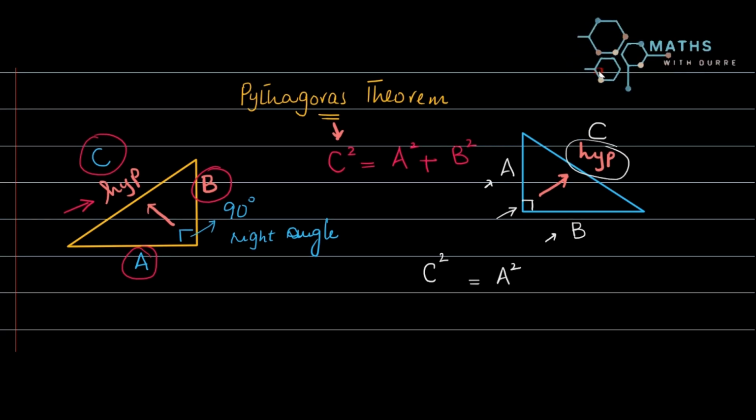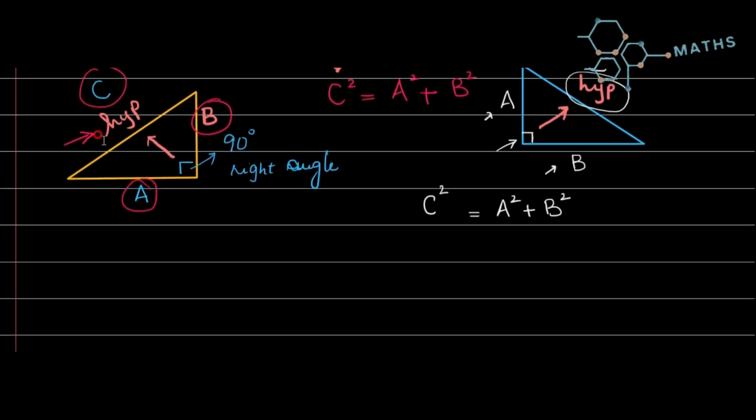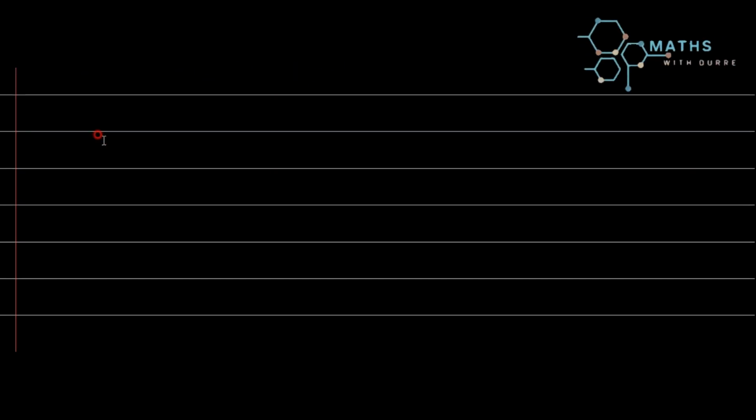So in this case, we can say that the theorem states that C square is equal to A square plus B square, even though you can write it as C square is equal to B square plus A square, no matter. Let's move to another example.